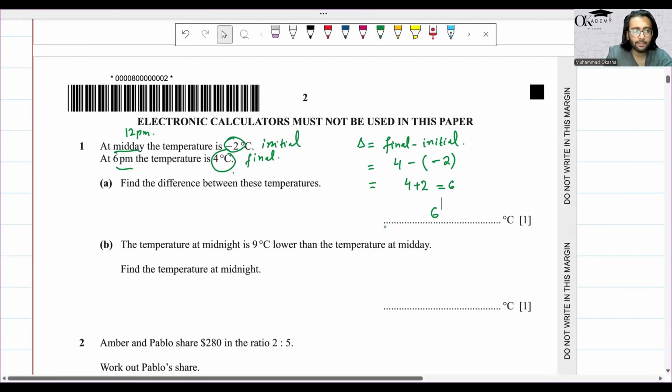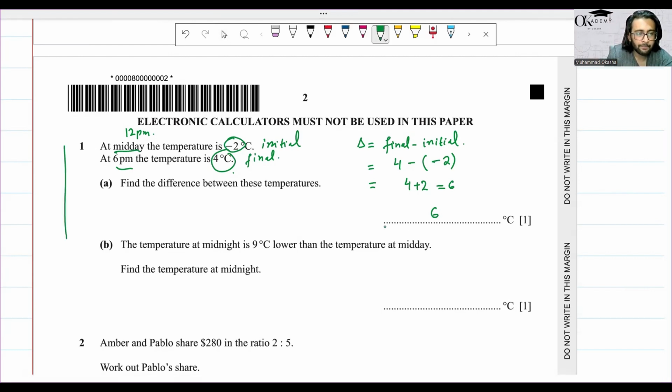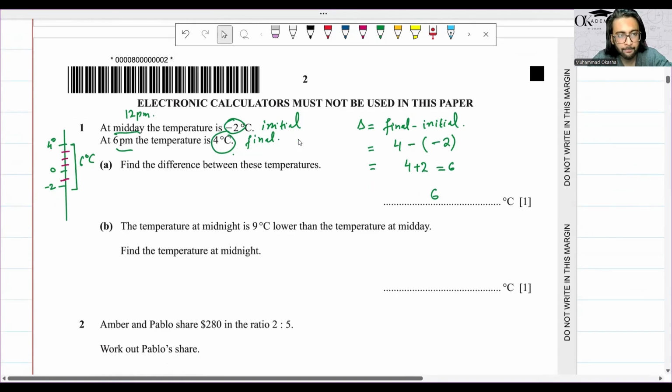You can also see this on the scale. If you look at the scale, there is 0, there is -2, and somewhere over here it is 4 degrees. So you can already tell the difference between them is 6 degrees. In other words, there are 6 steps: -2, -1, 0, 1, 2, 3, and 4. So you can count it: there are 6 steps between -2 and 4 degrees.